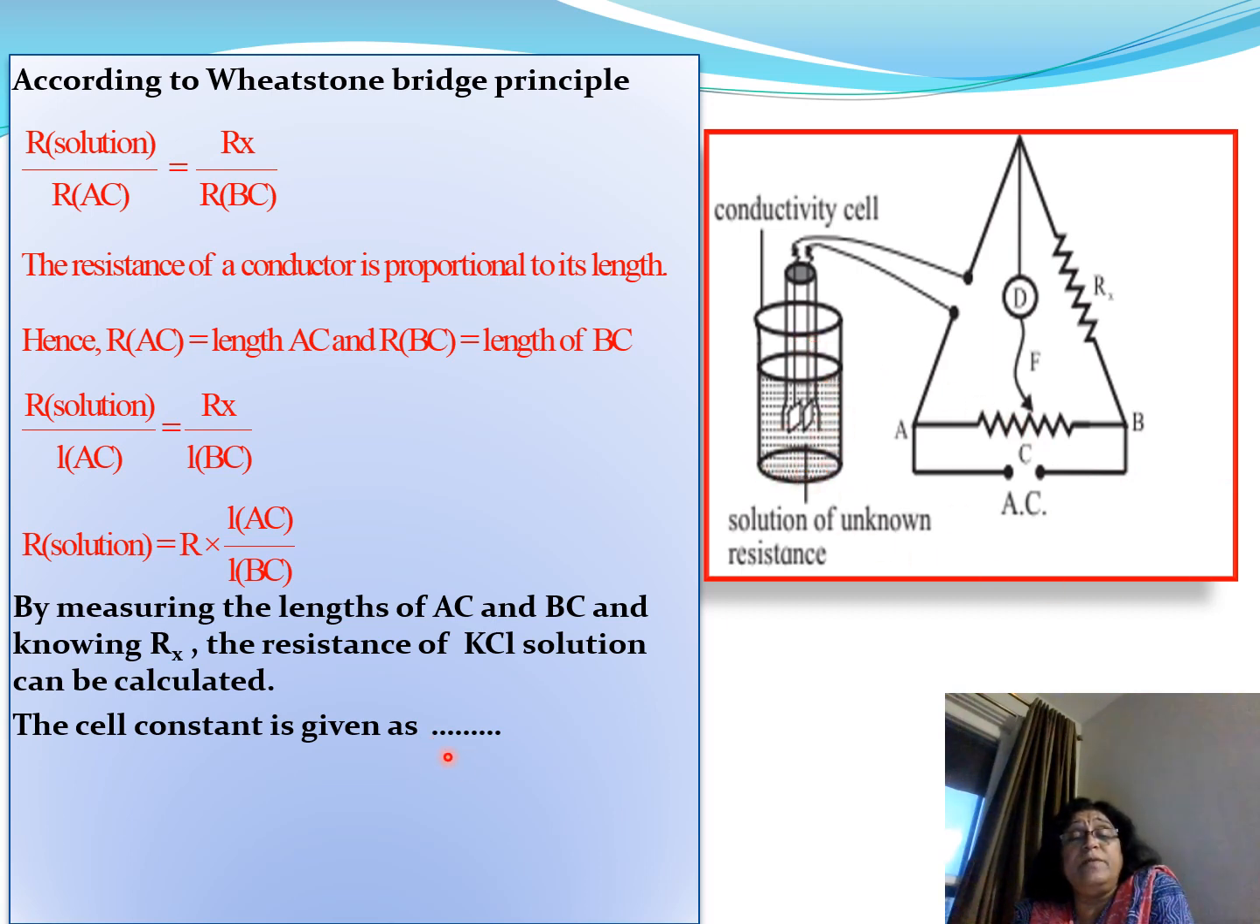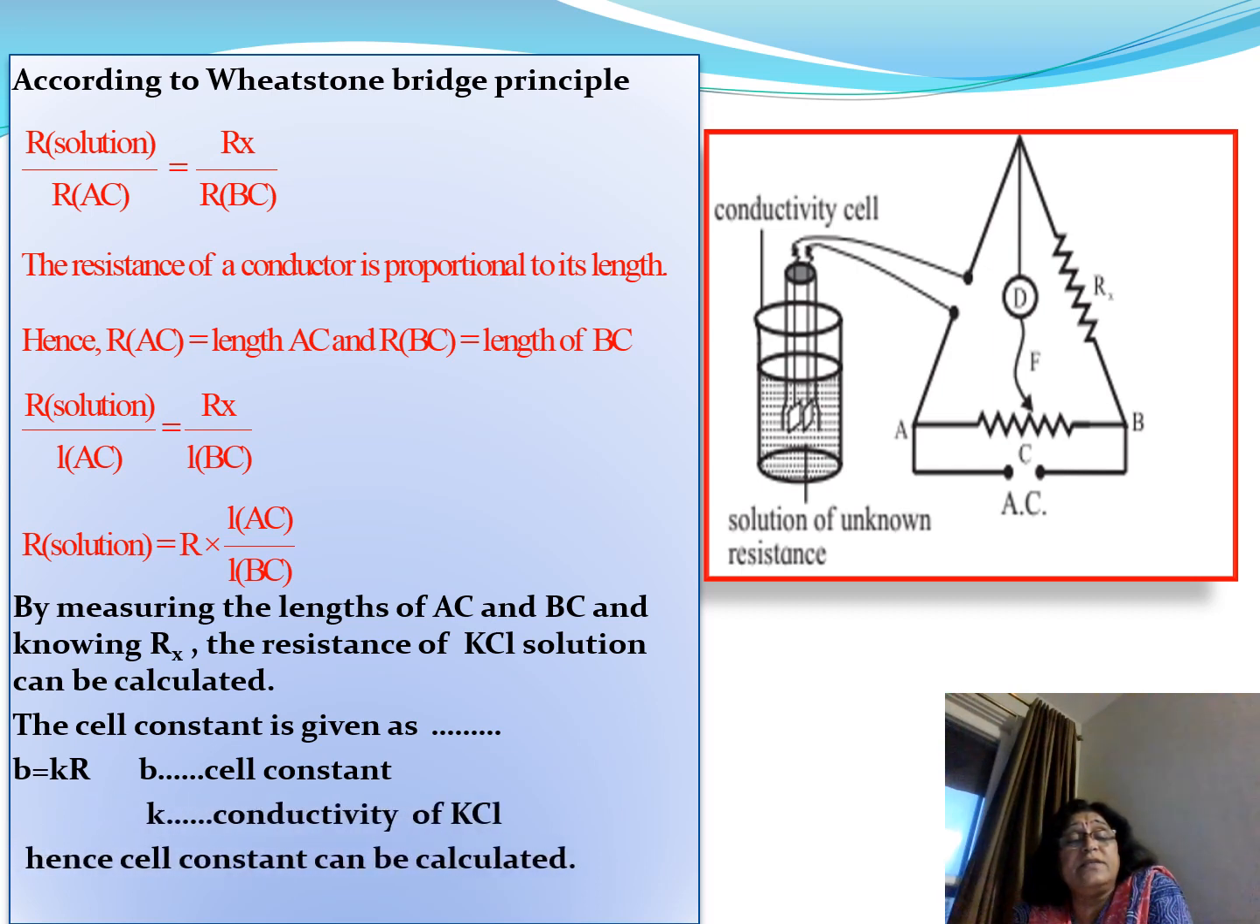Cell constant will be constant for this cell. What is the cell constant? Length of the electrode upon cross-sectional area. That is a constant for a particular cell, so this will be given. So B is equal to KR. B is the cell constant here, K is the conductivity of KCl and R is the resistance of the solution. So if you know the resistance of the solution and the cell constant, you can calculate K.